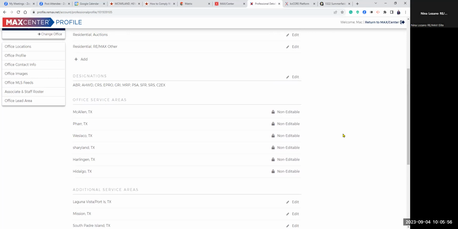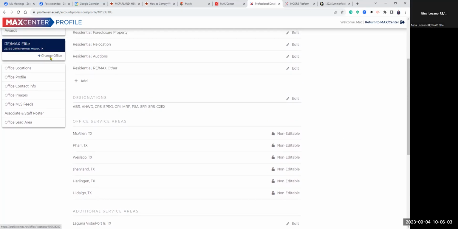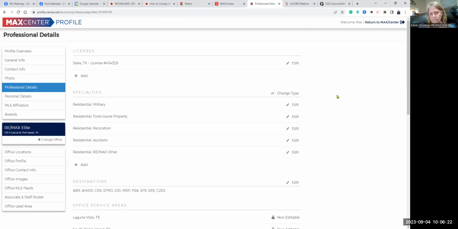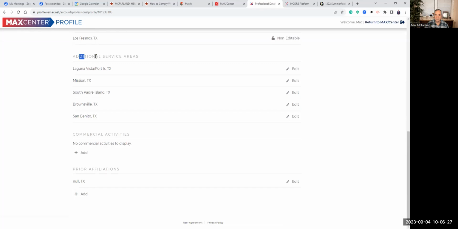Does that mean we've set those, or the agent has set them? The office set them. Okay, so the agent can narrow down based on the additional service areas. I'm not trying to confuse the issue. Can I add like the Houston area? It should populate up there. It'll allow you down here on the additional service areas to add just about anything you can come up with.